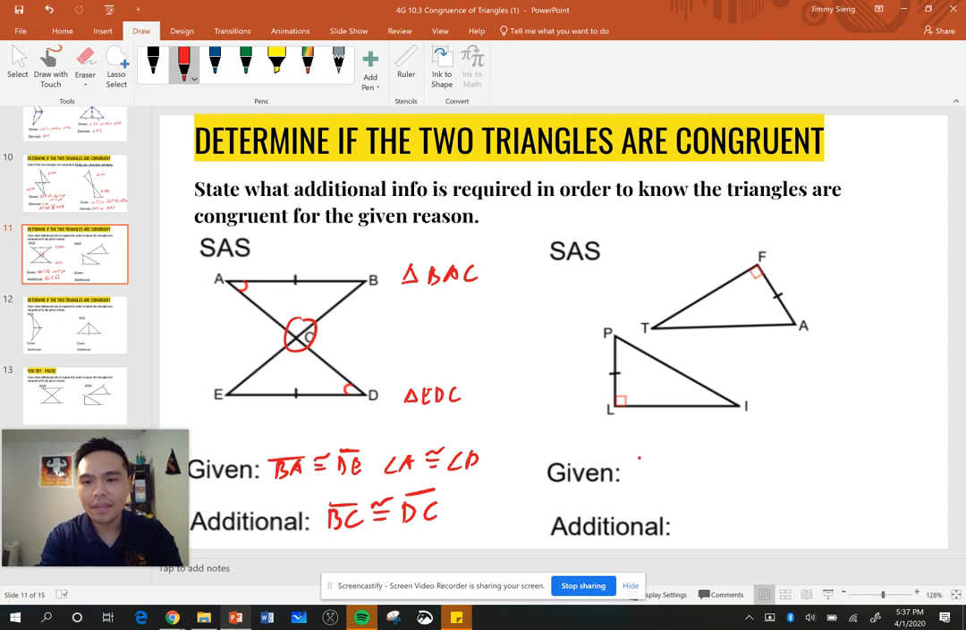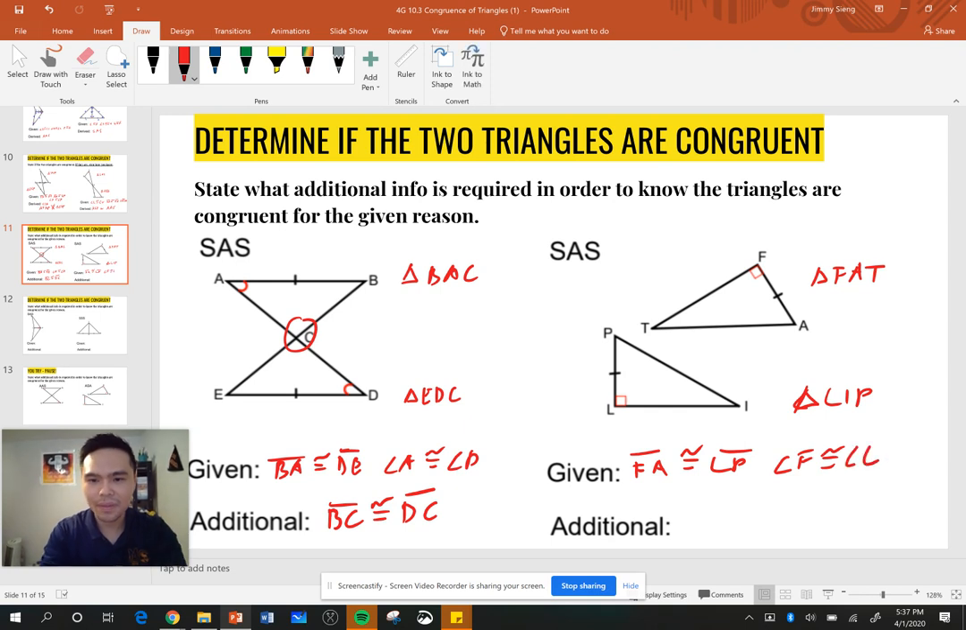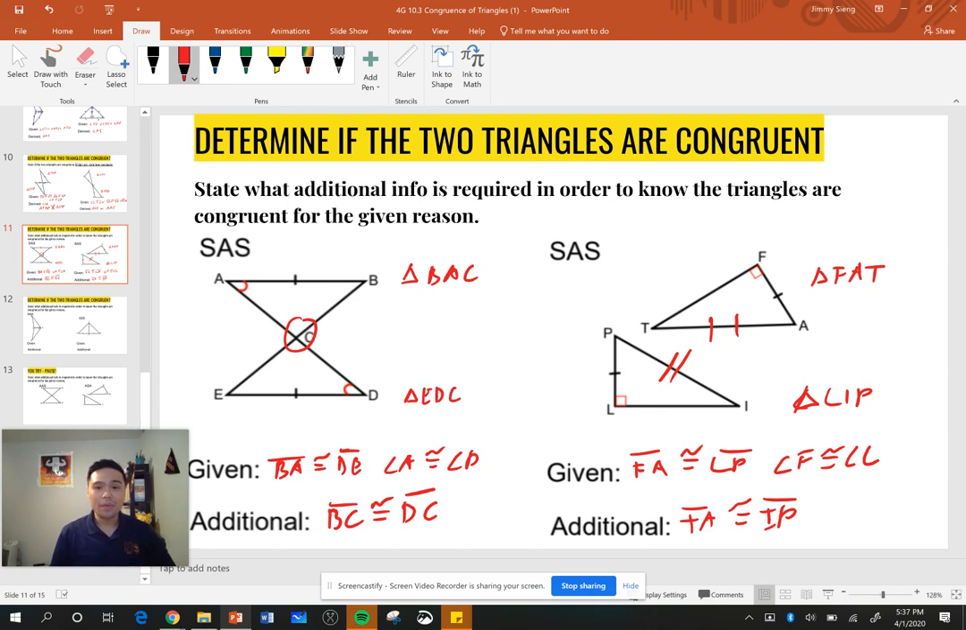Looking at this next one, I have triangle FAT. That's a fat triangle. And I got triangle LIP. That's a lip triangle. What's given? FA is congruent to LP, and angle F is congruent to angle L, okay? Again, I need to make a side angle side. So what do I need? I need a side. So therefore, TA needs to be congruent to IP. IP.